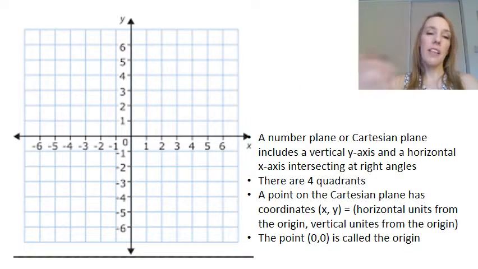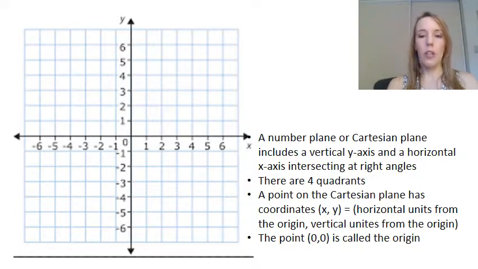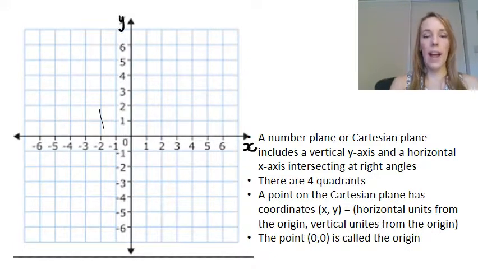Now, on the left here, we've got a Cartesian plane. So it's, as I said, also called a number plane. You can see we've got two axes. We've got our horizontal axis, which we call our x-axis. You can see here it's labeled. And our vertical axis is called our y-axis.